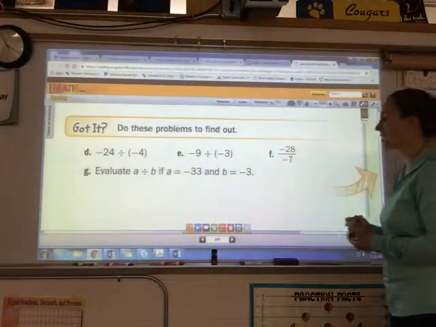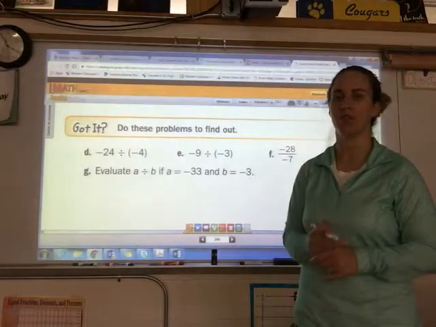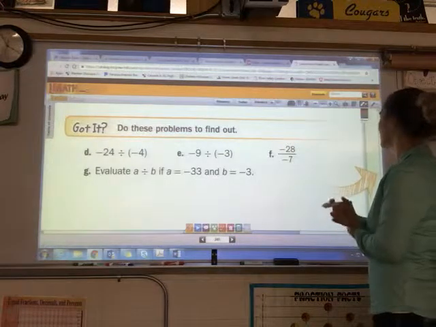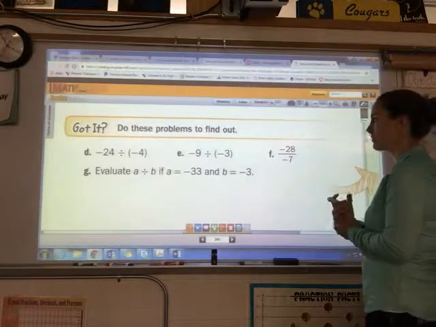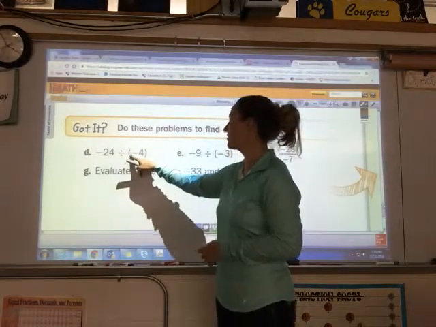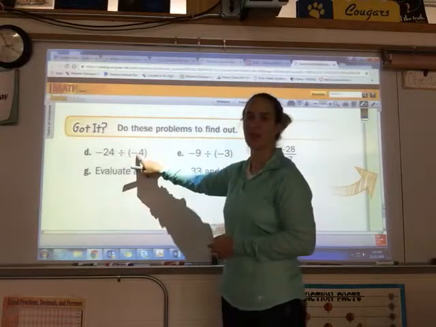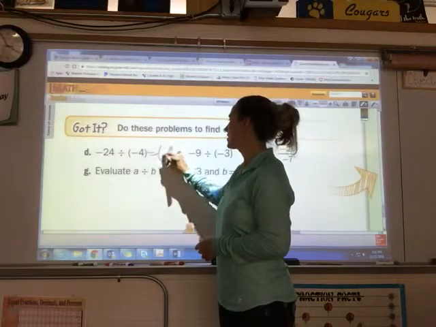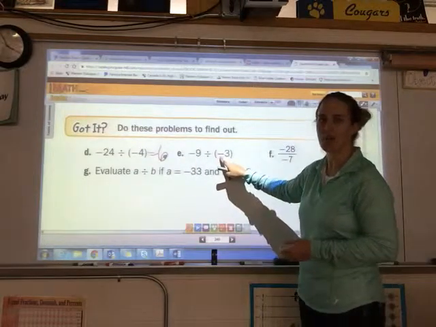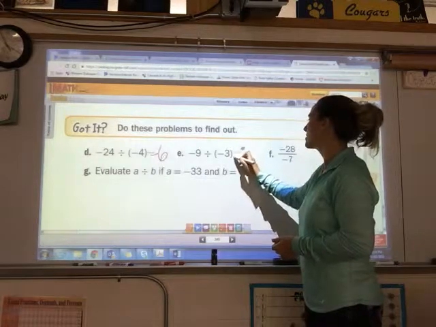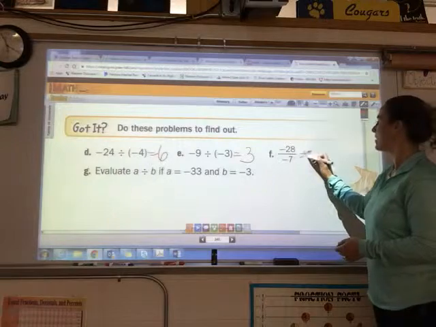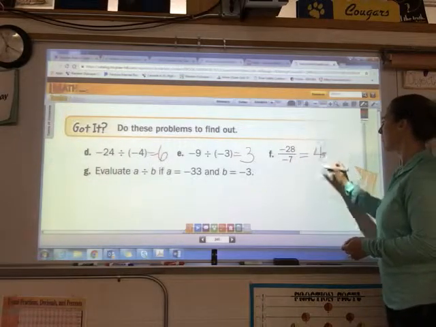They have 4 got it problems on the bottom of 245 that I would like you to pause the video right now and complete. Looking at letter D, a negative divided by a negative is going to be a positive. 24 divided by 4 would end up being 6. Looking at letter E, negative divided by a negative, so I know it's going to be a positive. 9 divided by 3 is 3. Letter F, negative divided by a negative is a positive, and 28 divided by 7 would be 4.